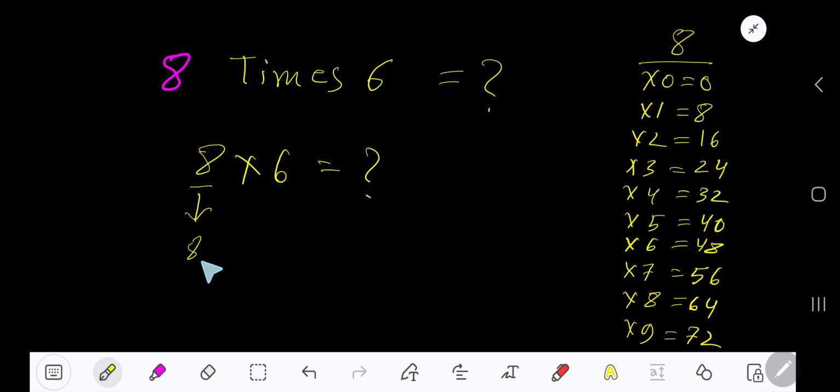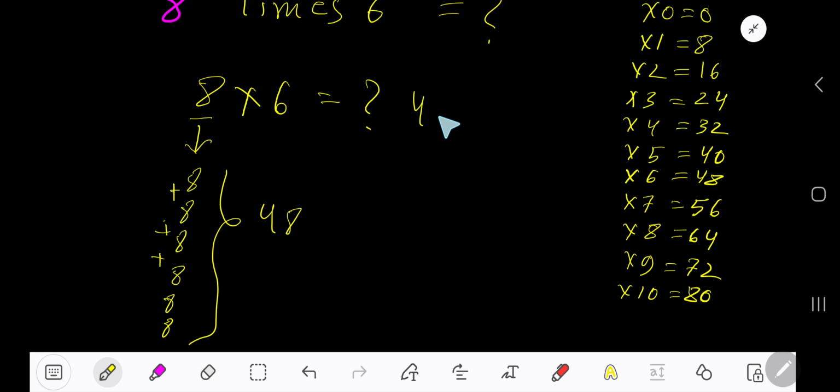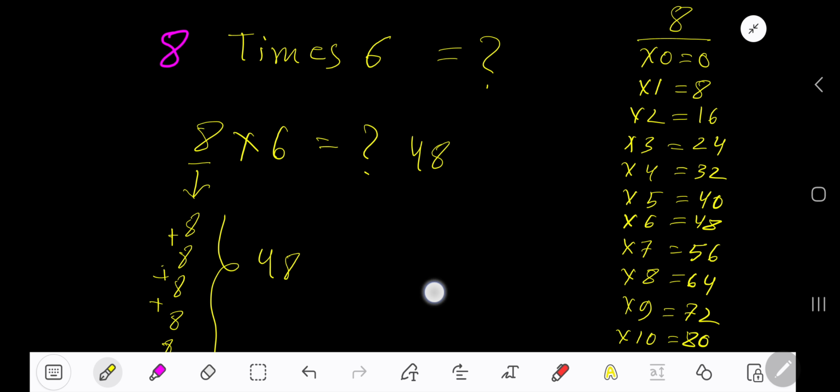6 times, right? So you have to write 8 like this: 6 times, 3, 4, 5, 6, and you have to add all the 8, and you will get what? You will get 48. So the answer is 48. 8 times 6, 48.